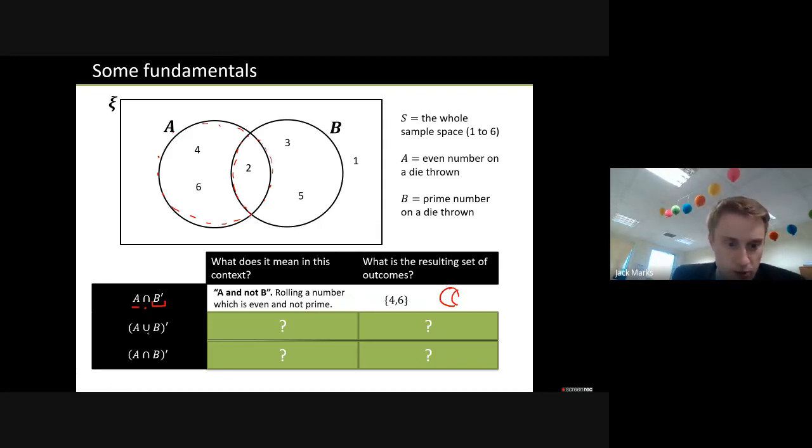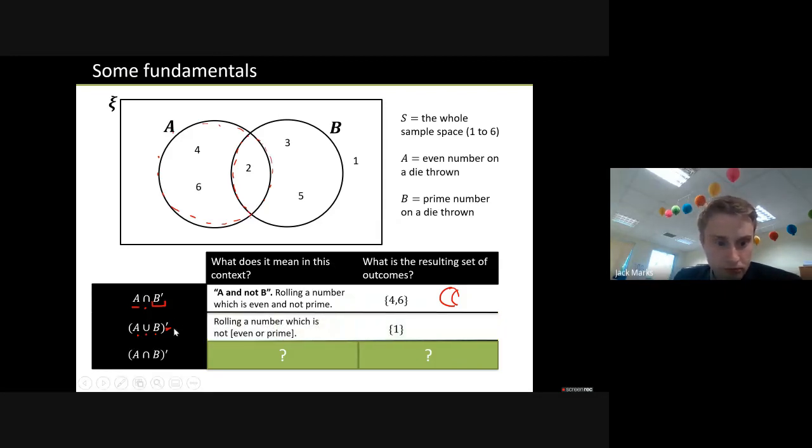Okay, let's try this one here. Start inwards and then work outwards. We're looking for A union B. If you remember from before, that's anything inside the two circles. And then this little dash on the outside means not, so this means not in the circles. Well, we know that that's 1 from before. You can put this in context. Each time here, A means even and B means prime, but it takes quite a long time to say that. That's why I'm saying A and B.